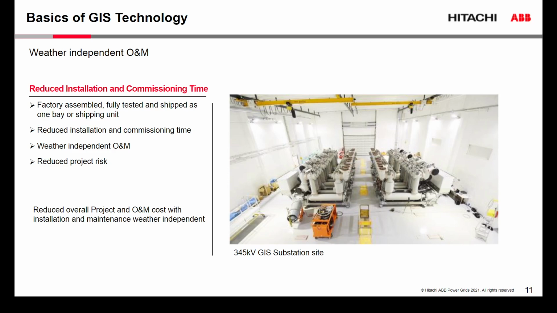Installing a GIS, which is much smaller than a conventional substation with 10% of a footprint inside of a building, creates an environment where you actually can install that equipment safely, environmentally protected, and create a higher reliability on your overall substation. With the weather-independent O&M, you automatically also create reduced project risk. That substation can be installed, I don't know, in 6 weeks, whether it is snowing outside or if the sun is shining, the time will be the same. So the overall project costs are reduced.